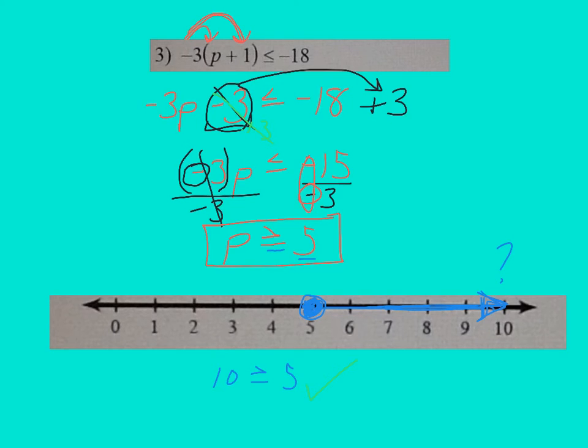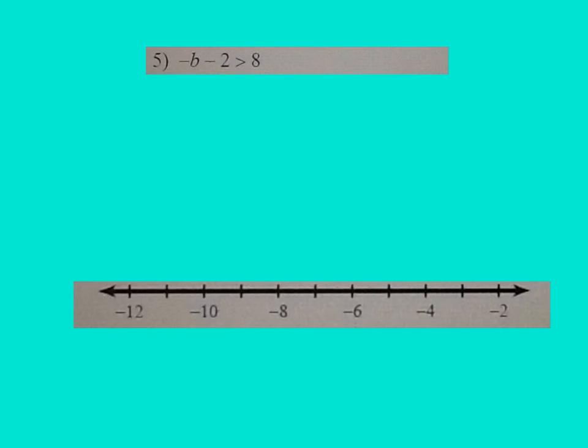Let's try one more. Question 5 on that same worksheet said -b minus 2 is greater than 8. So no brackets to deal with this time. I just need to take this -2 and move that over here, and it will become +2. So now I have -b greater than 8 plus 2, which is 10.